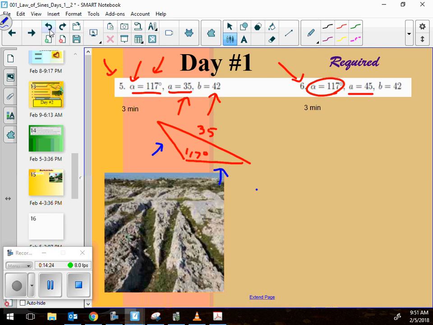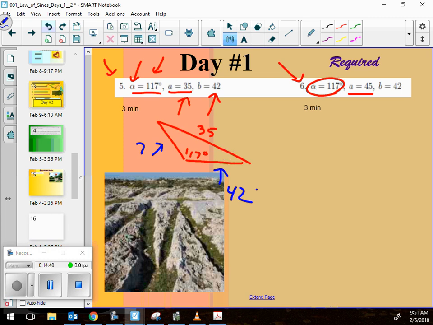Say this is 42. The other side, I don't know, and you need to figure that out. And you need to figure this out. The first thing I'd start is by naming them: A's and B's and C's.